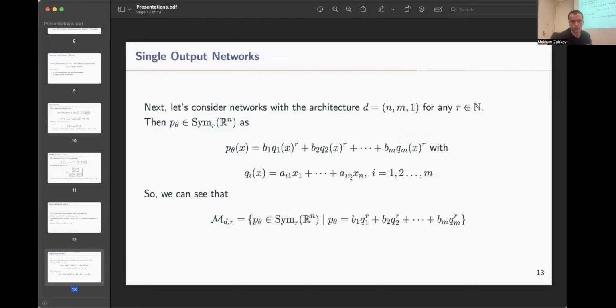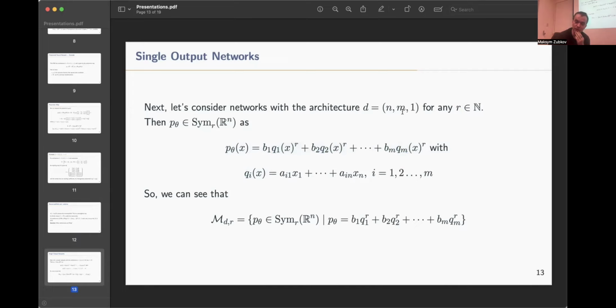So for my main interest, one of the things that I'm thinking about is single output networks. That means I have this architecture. We have n inputs. The hidden layer is going to be m-dimensional. If I write down the image of my neural network, it is going to be given as the sum of m linear functionals to the power of r. And if you're familiar with tensors, that means I'm trying to approximate a symmetric tensor of rank 1.